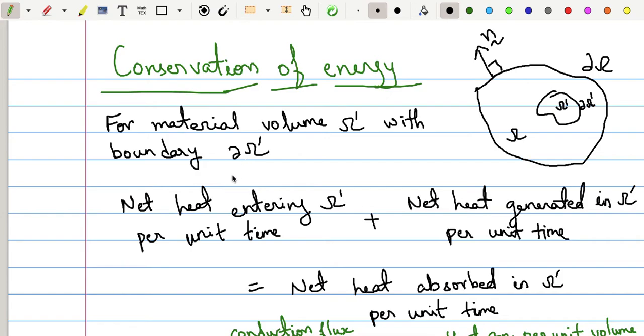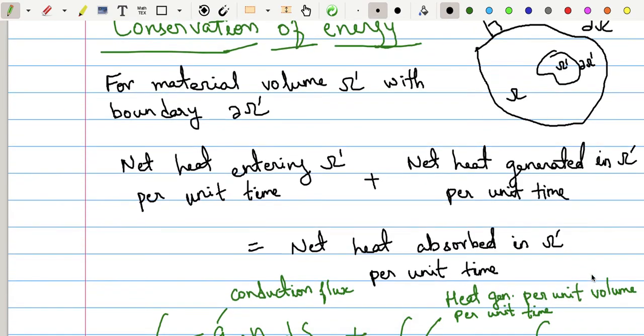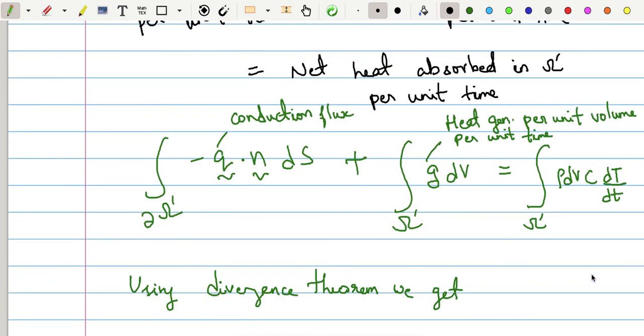What is the conservation of energy statement? Net heat entering omega prime per unit time plus net heat generated in omega prime per unit time will be equal to what? It will be equal to the net heat absorbed by the material in omega prime per unit time. Now if we write down the equations for each of the terms, what do we get? First term, net heat entering.